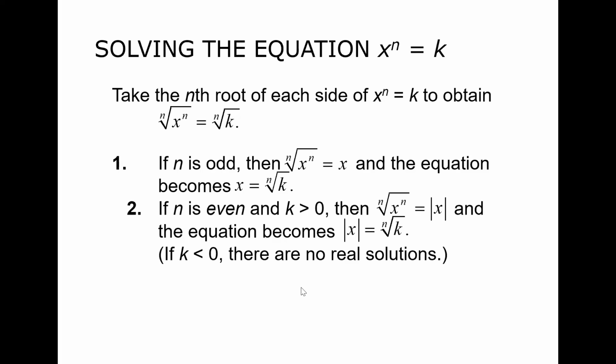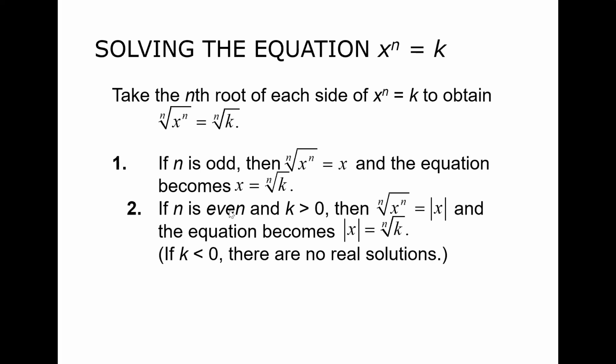All right, so here we want to solve the equation x to the n equals k. So what we're going to do is take the nth root of each side because we want to get rid of this n, to obtain what x is equal to. If n is odd, then the nth root of x to the n equals x, and the equation becomes x equals the nth root of k.